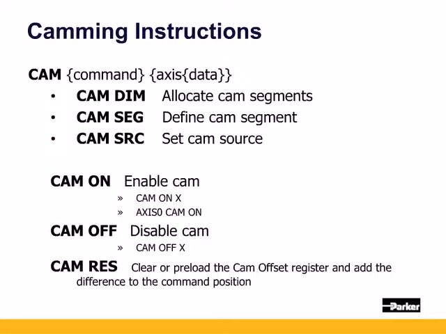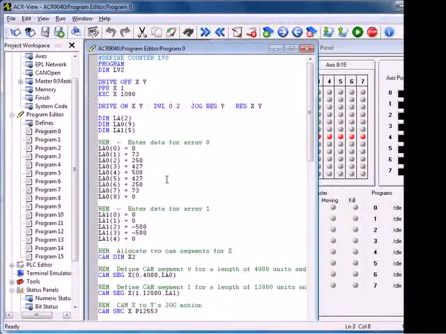Let's take a look at a sample program. Similar to the gear sample program, I'll be using a counter variable. I'll be using a second internal variable, so I've set LV to 2. Since the array table is in counts, I'm going to set my x-axis units to be counts of PPU 1, and then reset the excess position error to 1000 encoder counts.